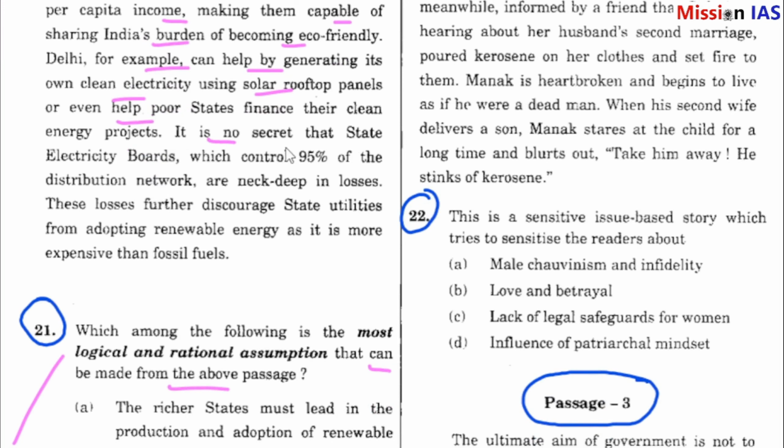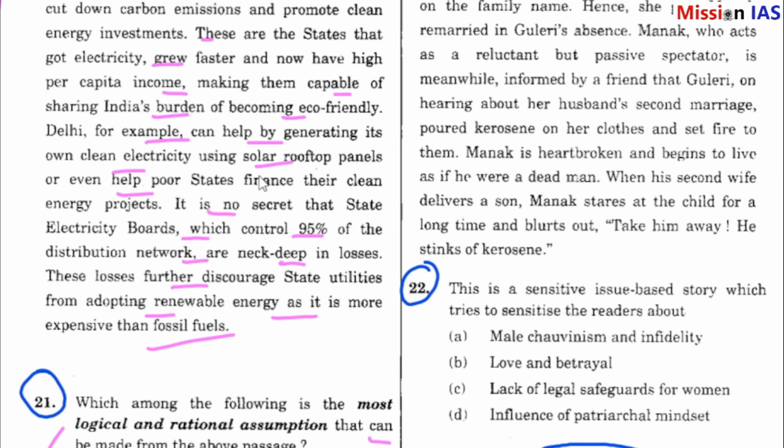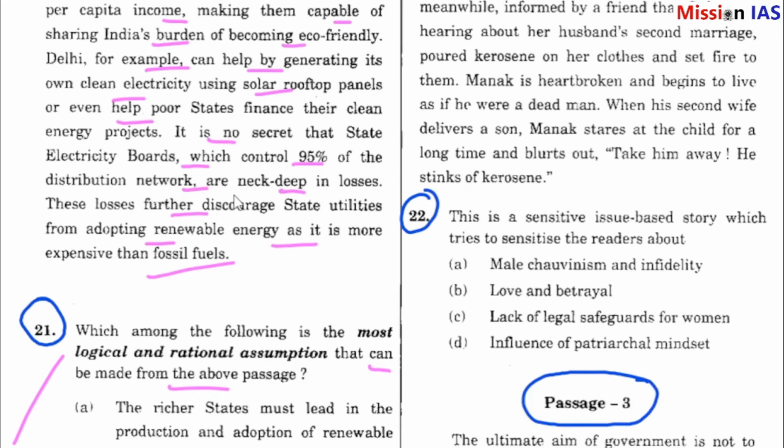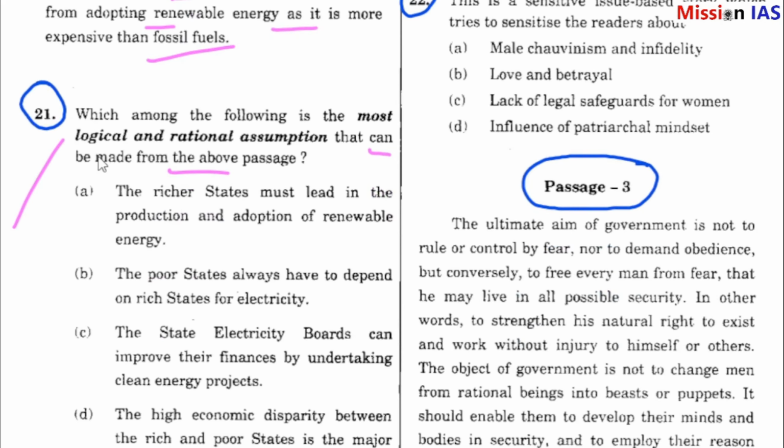It is no secret that state electricity boards, which control 95% of the distribution networks, are neck deep in losses. These losses further discourage state utilities from adopting renewable energy, as it is more expensive than fossil fuels. So you read the passage and understand what the passage wants to say. So go on and understand what is the most logical and rational assumption.